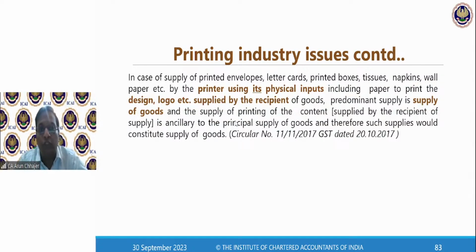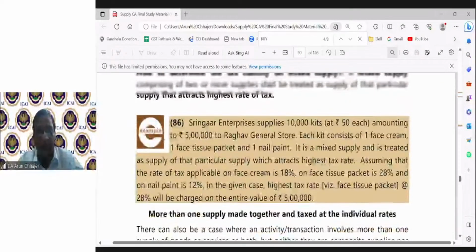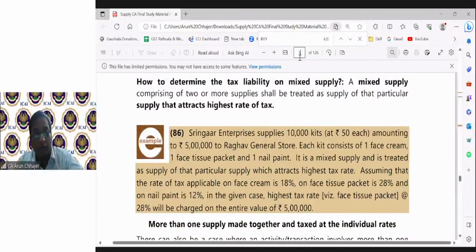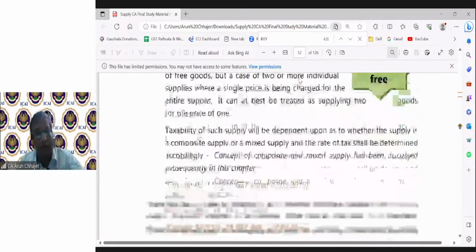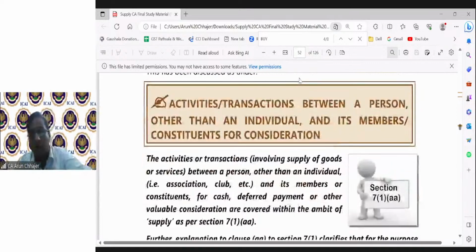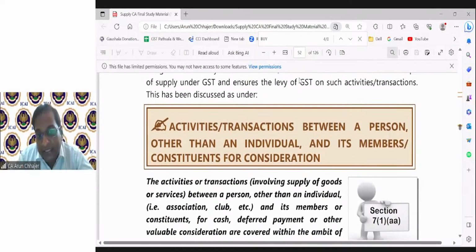Let me move to one more concept, from the Institute study material. Now the point is whether an activity or transaction between a person other than an individual and its member constitutes a supply for consideration.